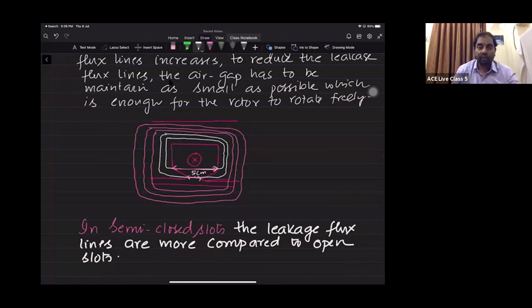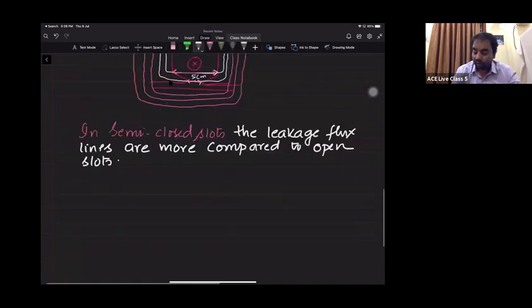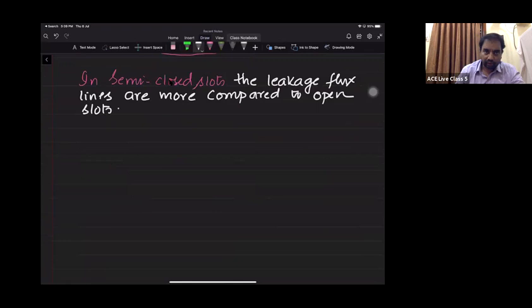Right. So these are something about the leakage flux lines and mutual flux lines. Done. Now let us discuss the advantages and disadvantages of the three types of slots. And after that, we conclude which slots are being used for induction machine.